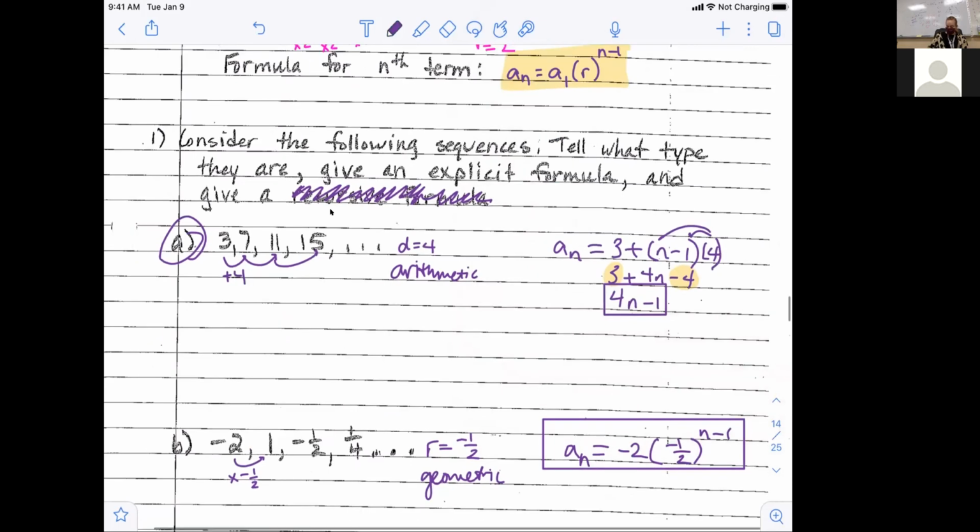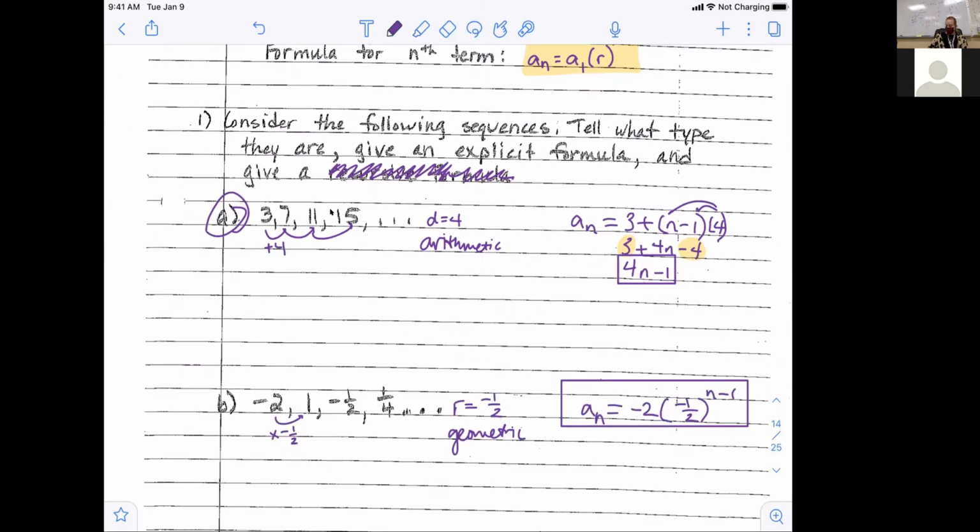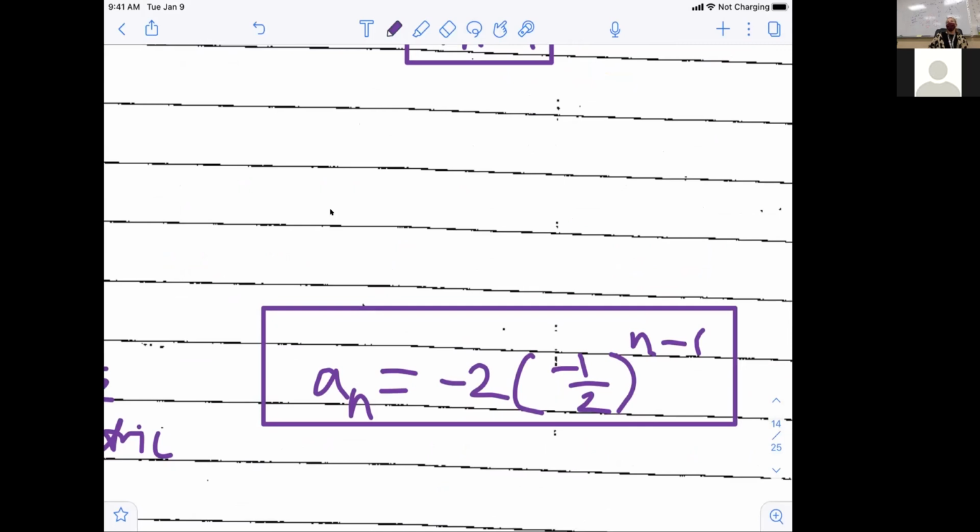All right. Everybody doing okay so far? N means the number of terms. So we're going to do more with that momentarily. If I say find the fifth term, then you're going to plug 5 in for all of those n's.